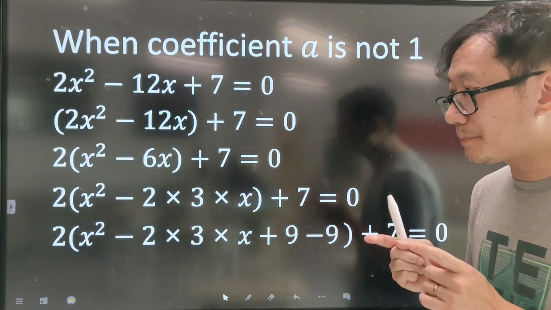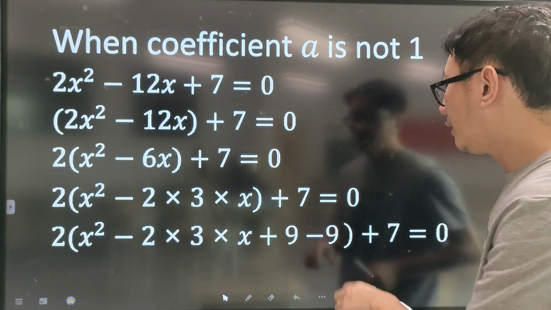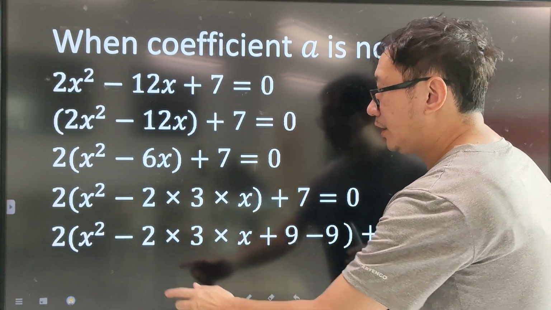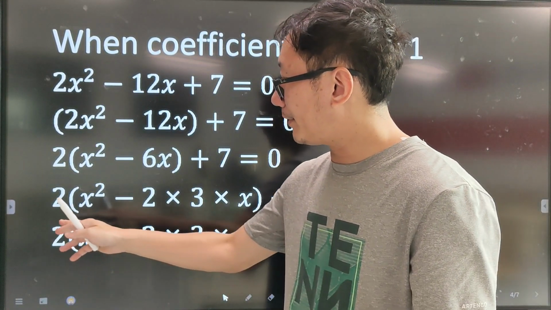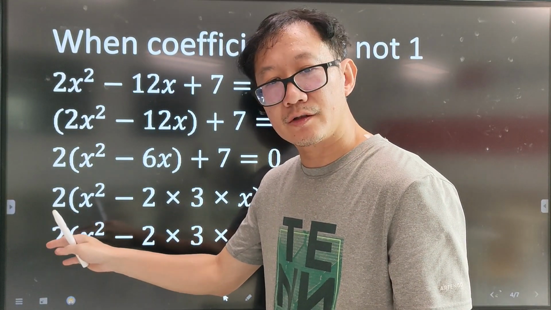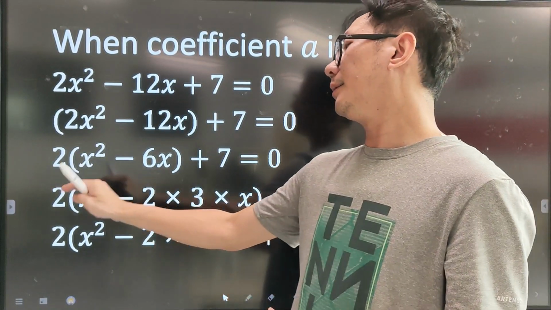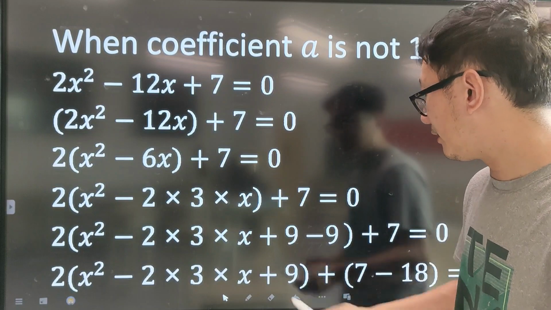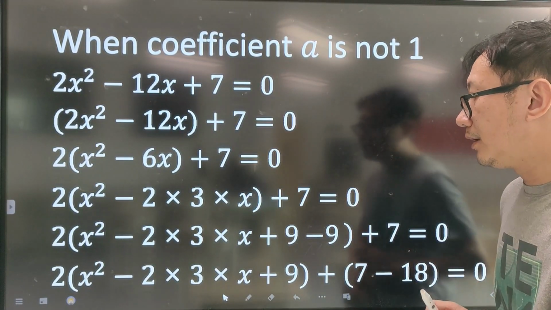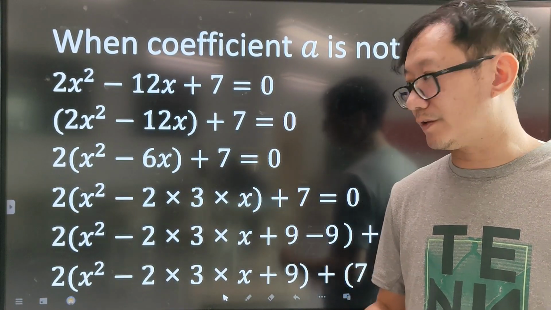Okay? Now the next bit is the tricky part that students sometimes get wrong. When you move that minus 9 outside of brackets, you need to make sure that you multiply it by that 2, okay, that coefficient outside of brackets. Okay, you can't just have minus 9 here. So minus 9 multiplied by 2, we have minus 18 here. Okay, so then the rest is exactly the same as the previous example.